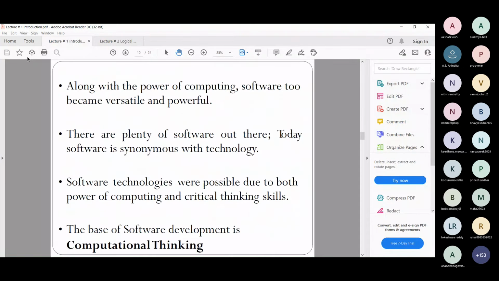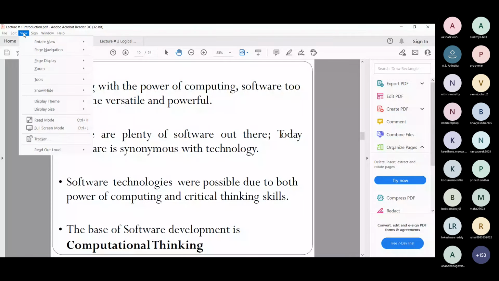So we were here. We discussed about this. Now we were talking about this. Just a second, I'll just zoom it.